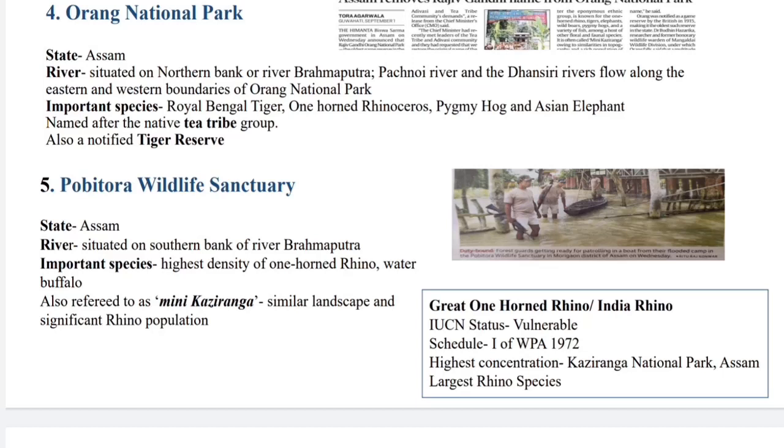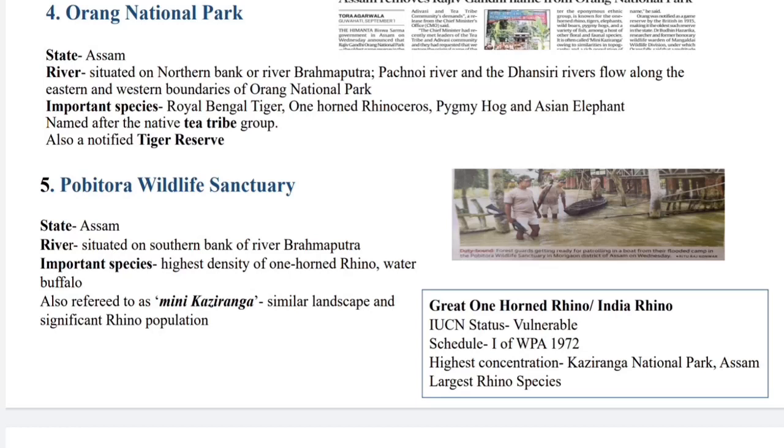Next we have the Pobitora Wildlife Sanctuary that is under the floods now. It is also located in the state of Assam and situated on the southern bank of river Brahmaputra. The important species include one-horned rhino and water buffalo. We have to remember that the highest density of one-horned rhino is found in Pobitora Wildlife Sanctuary. It is also referred to as mini Kaziranga due to the similar landscape and significant rhino population.